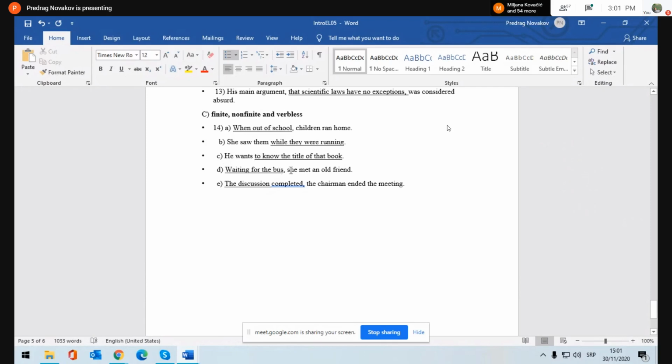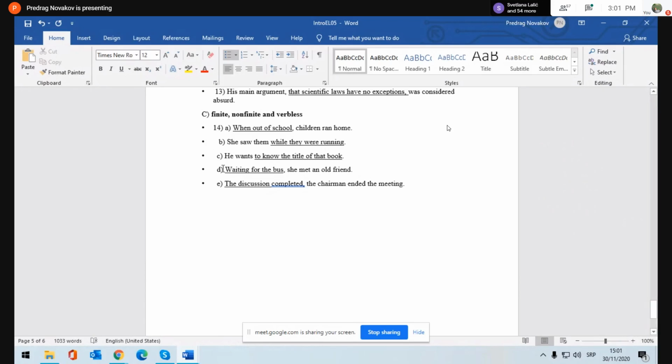D, waiting for the bus, she met an old friend. Met is a finite clause. She met an old friend. You can see the tense. But waiting for the bus, you do not see tenses. Waiting is a present participle, ing, does not show tense. So this is a non-finite clause, participial. And what is the function of this clause? Waiting, it's non-finite, but it's not nominal. It modifies what? What is the function of this clause, waiting for the bus? Well, it explains the subject, so maybe. And therefore, I would suggest that it has maybe an adverbial function, no?